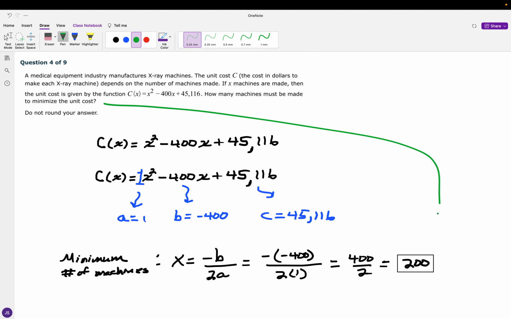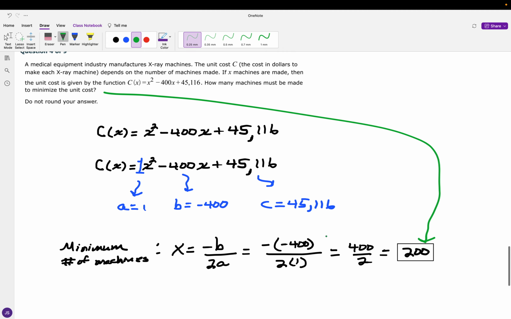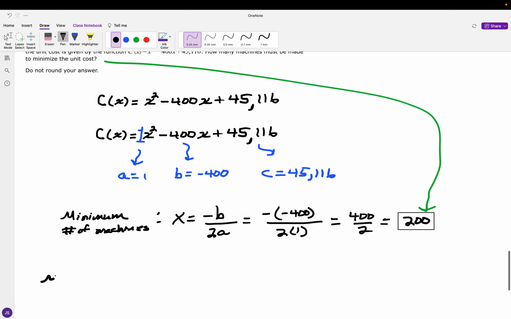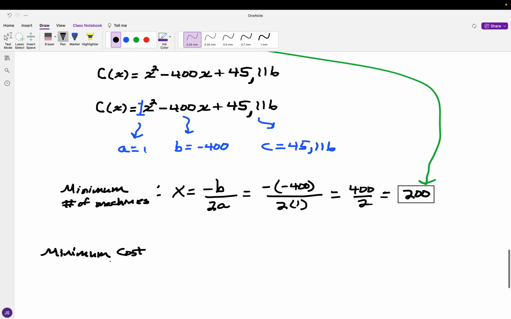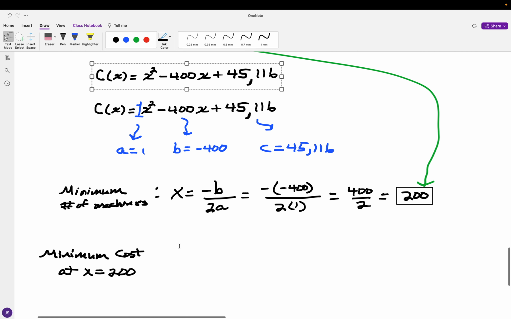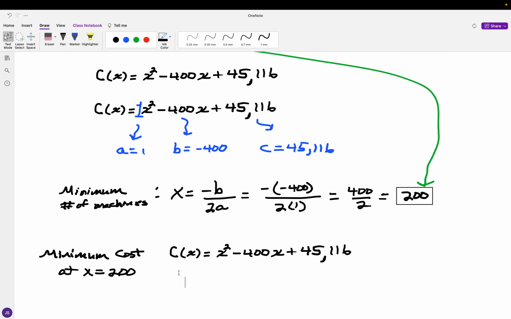Now if I'm looking at the minimum cost, you're going to have x equal to 200, again being the number of machines. So referencing this formula, if x is equal to 200 and I want to minimize the cost, I'm just going to say C of 200.